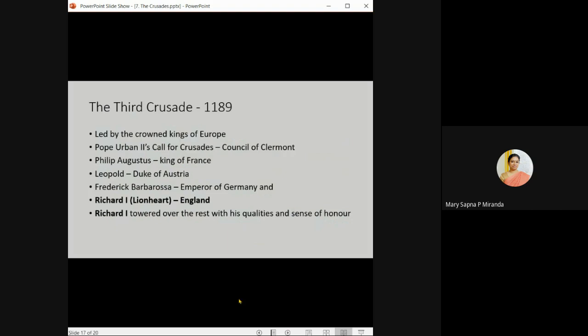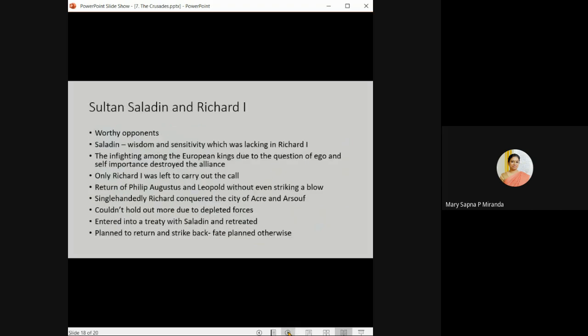And you have all these people joining forces: Philip Augustus, the King of France; Leopold, the Duke of Austria; Frederick Barbarossa, the Emperor of Germany; Richard I, that is Richard the Lionheart from England. All these men moved towards the Holy Land to fight the Third Crusade. And when you compare all these men, Richard the Lionheart towered over the rest with his qualities and sense of honor. So he proved his mettle as a brave warrior and soldier in the Third Crusade.